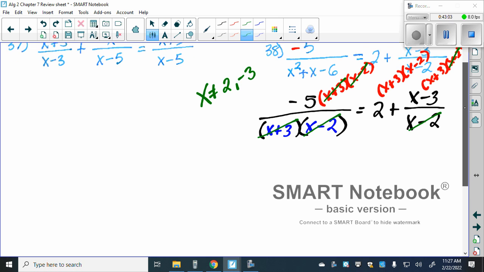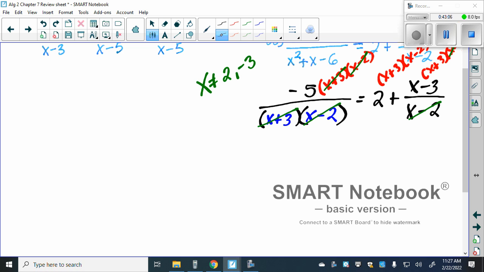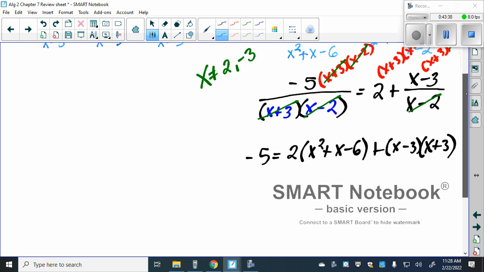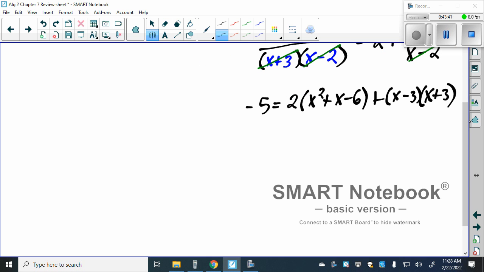A lot of times it's easier to add factors into all three than it is to try to pull them back if we go too high. Now what that leaves us with is negative 5 is equal to 2 times x squared plus x minus 6. Because I can change that x plus 3 times x minus 2 back into that. Where did we get it from? We got it as the factors of x squared plus x minus 6. So it's not too bad to go back to it if we came from it.